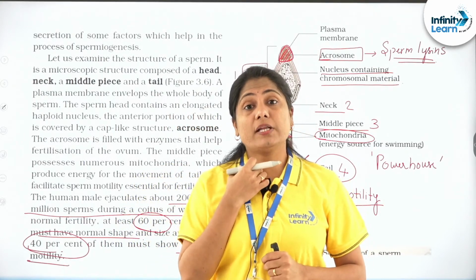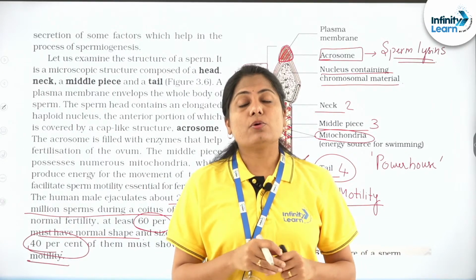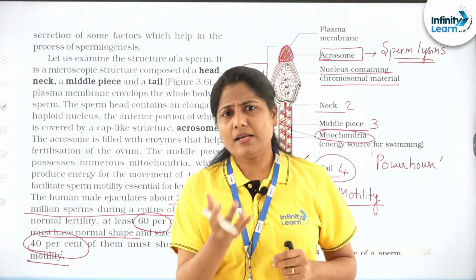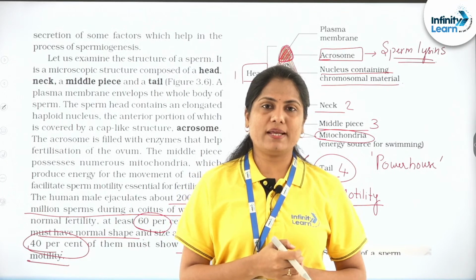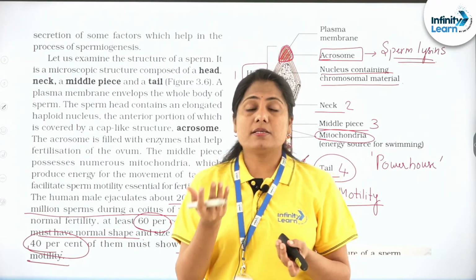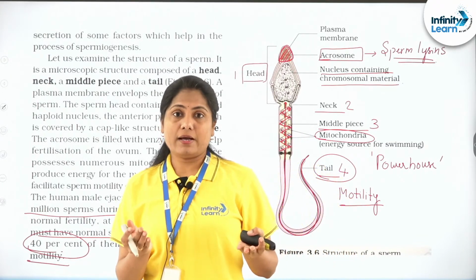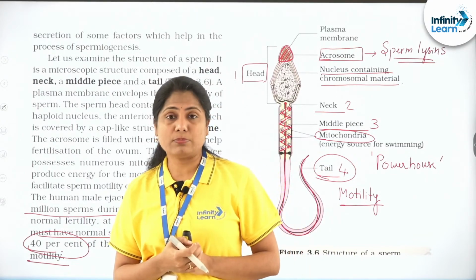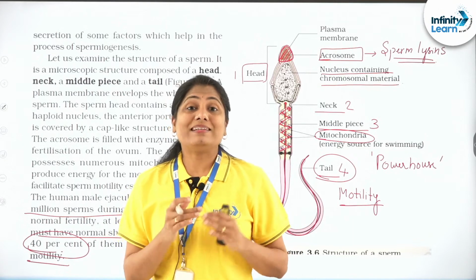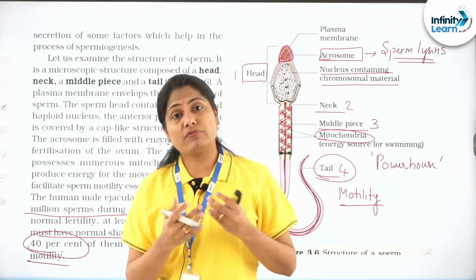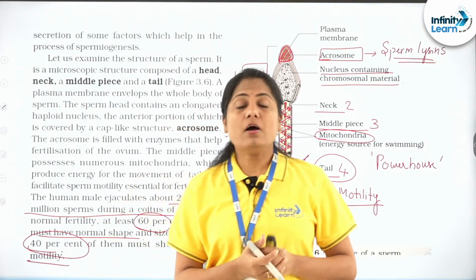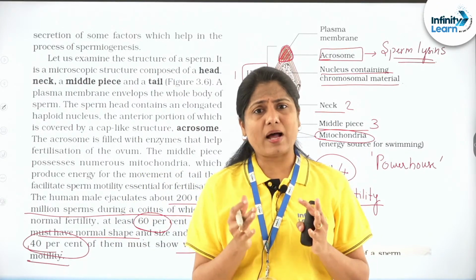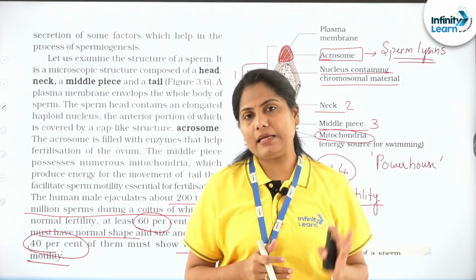Later in infertility, you will learn about these: oligospermia, very few sperm present in the ejaculate. Then there is azoospermia, right? Asthenospermia, where the sperm movement is not proper. Teratospermia, where the shape of the sperm is not proper. All these are certain reasons why there is infertility in males.